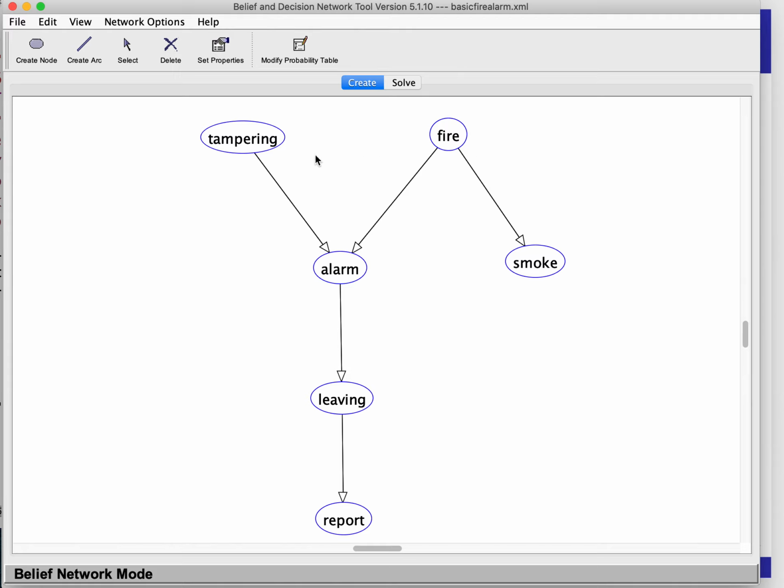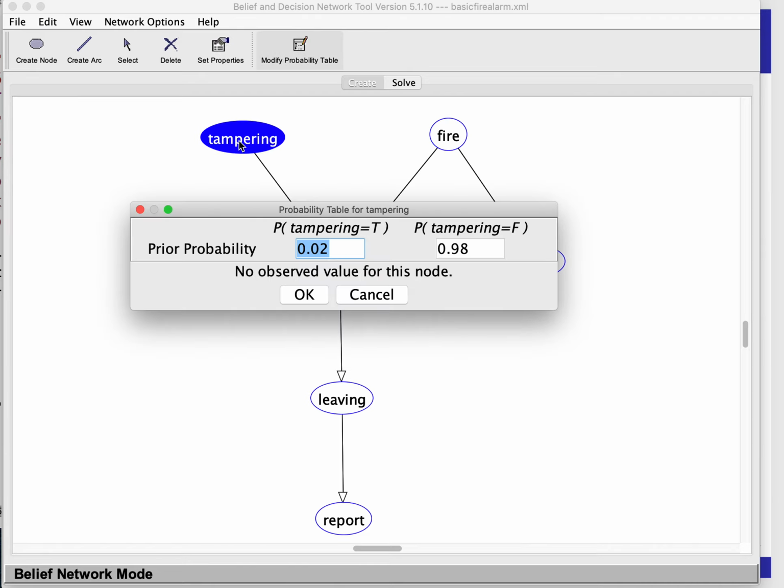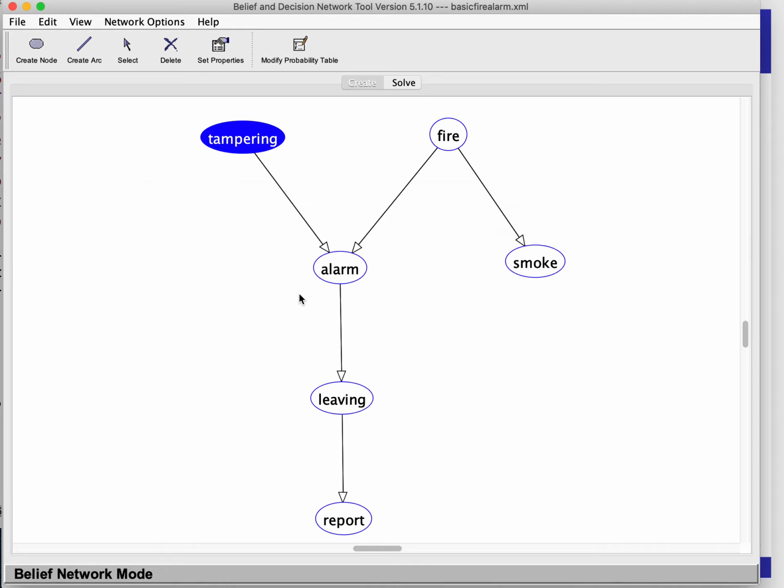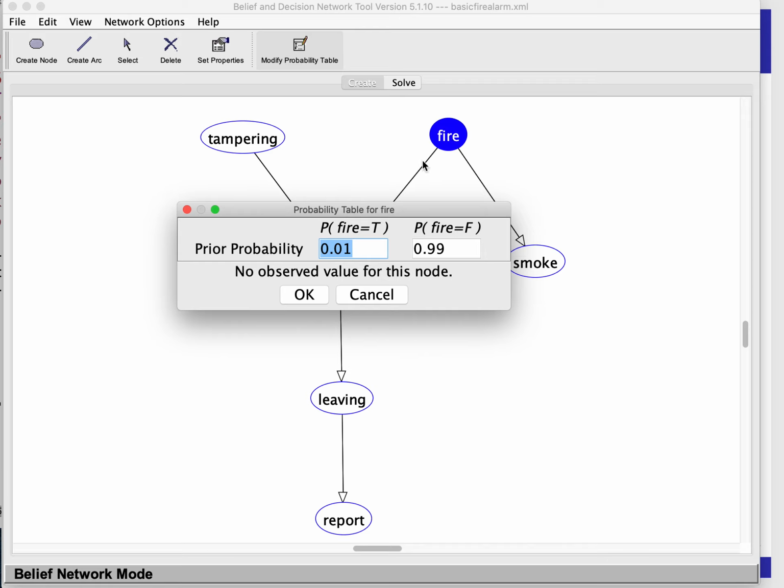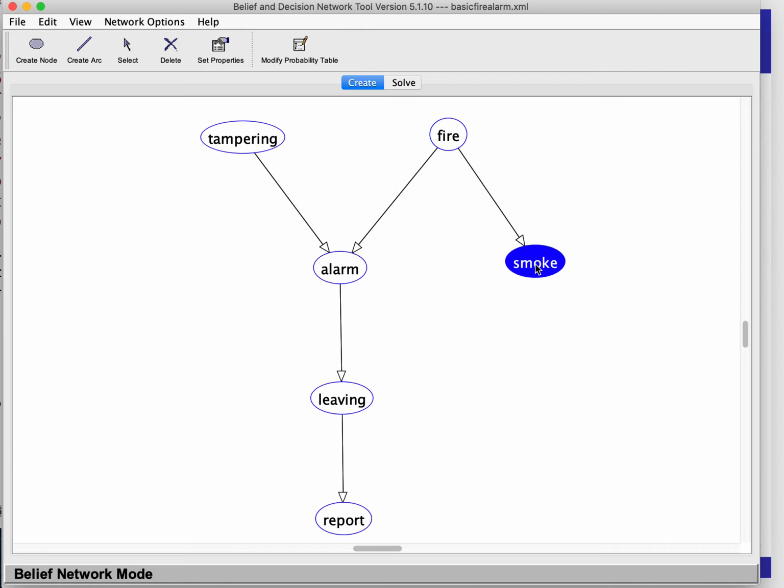Each of these are Boolean variables, and they'll have a conditional probability table associated with them. Tampering has a probability of 0.02, which is 2%. The probability that there's no tampering is then 0.98. Fire here has a probability of 0.01, and the probability there's no fire is 0.99.